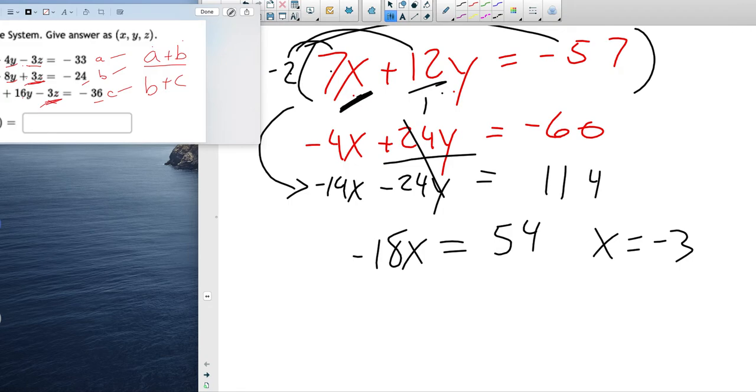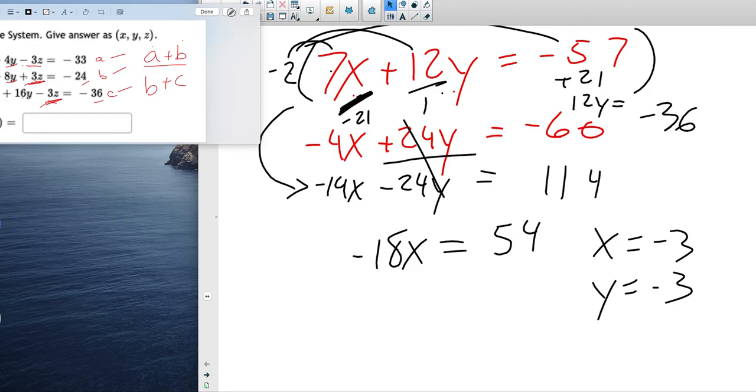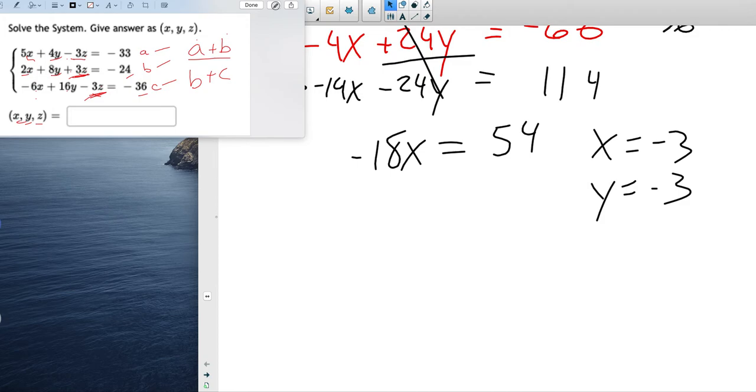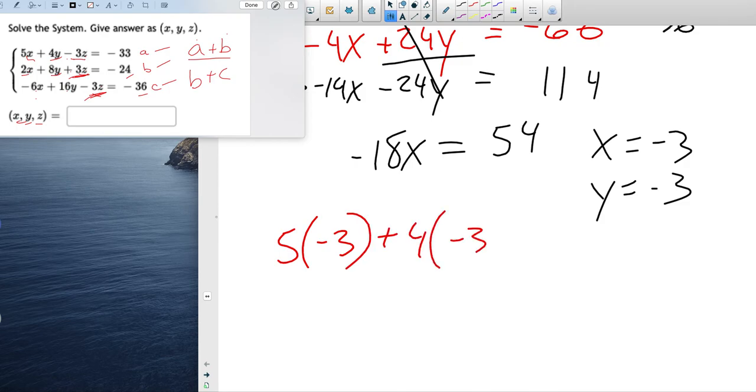Put negative 3 in right here. I get negative 21. Add 21 to both sides. So negative 57 plus 21 is negative 36. So now I have 12y equals negative 36. y also is negative 3. And now I can use one of these original equations to solve for z. I'm going to use the first one, 5x, so 5 times negative 3 plus 4 times negative 3 minus 3 times z.